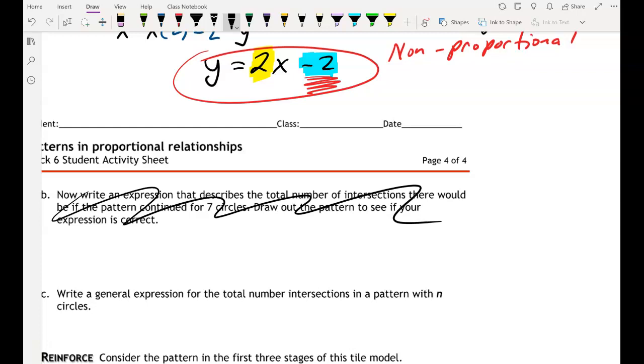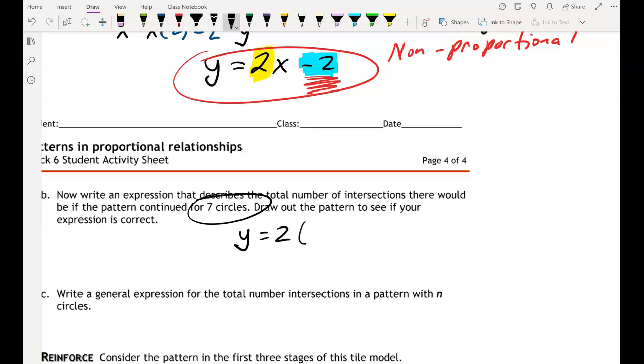We've already done this. We're not going to worry about it, except we would know if there were 7 circles. Well, now we know if there are 7 circles, you know what? I'm going to reverse that. Let's find the number of intersections for 7 circles. Well, we can use our algebraic rule. The number of intersections is equal to 2 times our input, which is the number of circles, so 7, minus 2. 2 times 7 is 14, minus 2. 14 minus 2 is 12. So if we had 7 circles, then we would have 12 intersections.